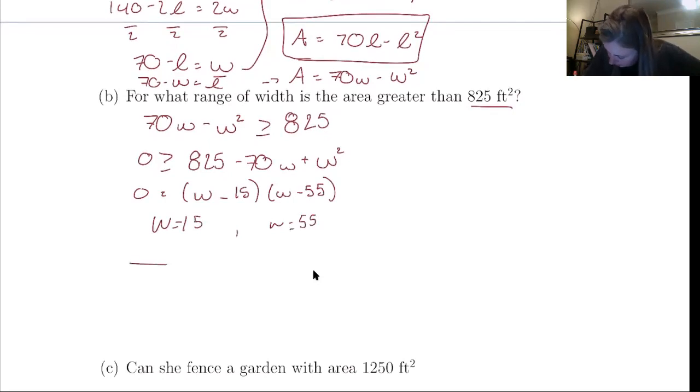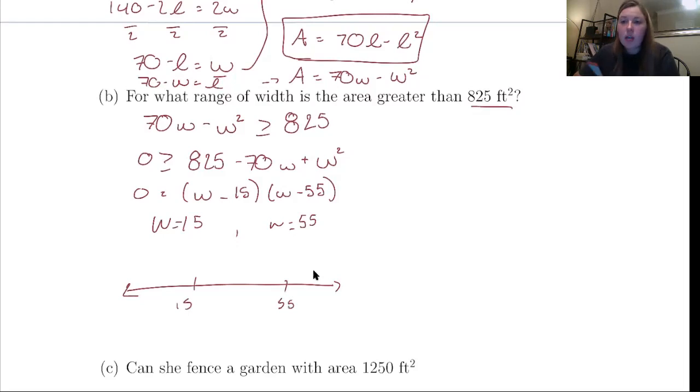So I'm going to draw my number line. A lot of you on your exam just stop there and say it's in between those numbers, which it isn't always. It's not always just going to be right in between those numbers. You also need to prove it's that one, and prove that it's not the other ones. So we have 15 here, 55 here, and now we're going to test.